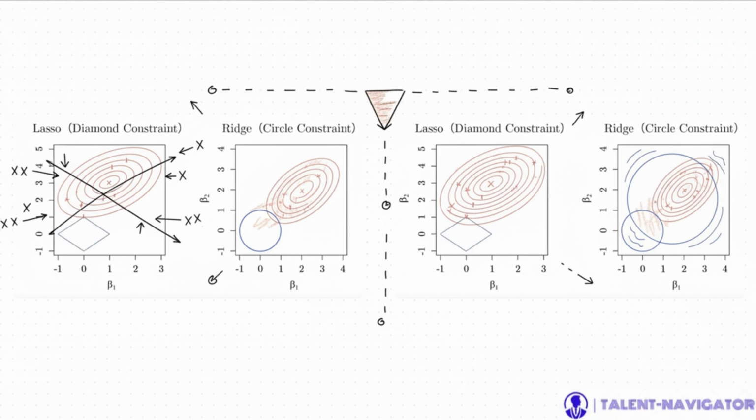And because the diamond has these sharp corners, the solution is way more likely to land right on an axis, and when it does that, bam, that variable's importance drops to absolute zero. Ridge's circle is smooth, so it doesn't have that same power.